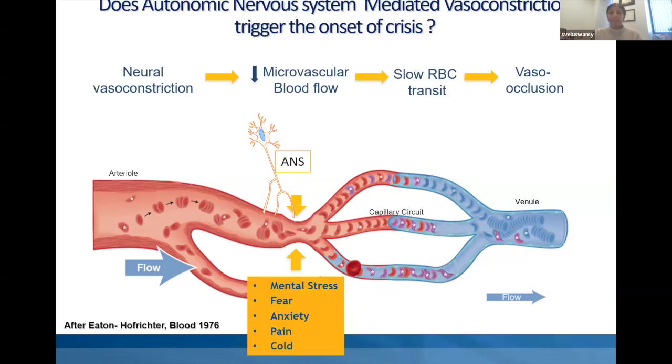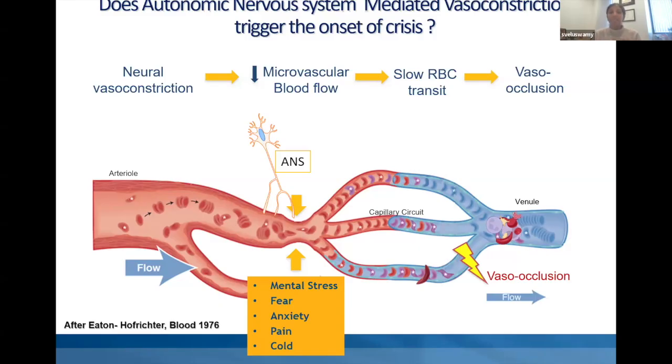Whenever you're having vasoconstriction or slowing of blood flow in the area, it increases your chances that the sickling of the red blood cells is still happening within the capillaries, and so it ups the odds of vaso-occlusion happening. So the hypothesis is that when you have this sympathetic-mediated vasoconstriction, or clamping down of your blood vessels, this slows your microvascular blood flow, slows down the red cell transit, and then it can predispose to vaso-occlusion.